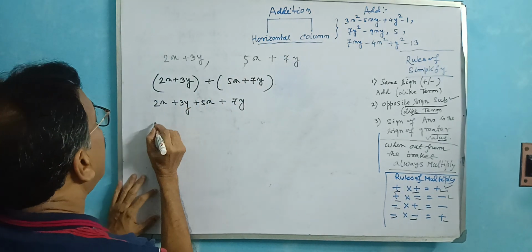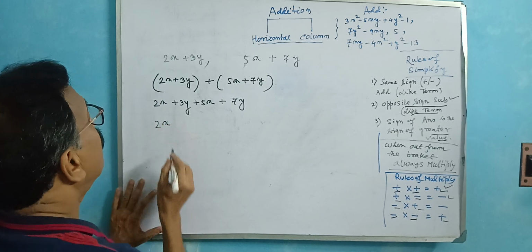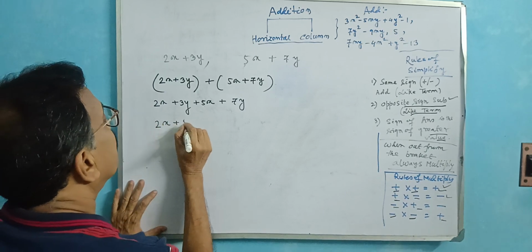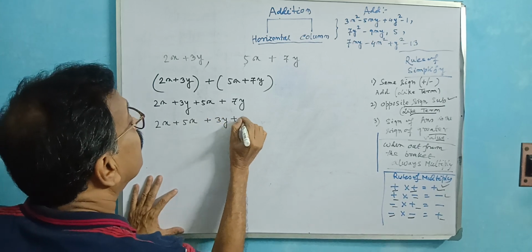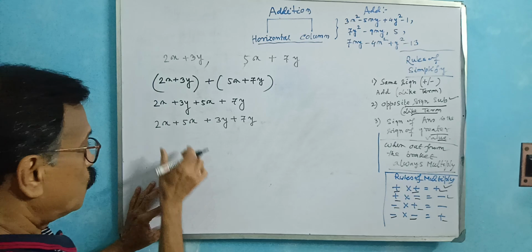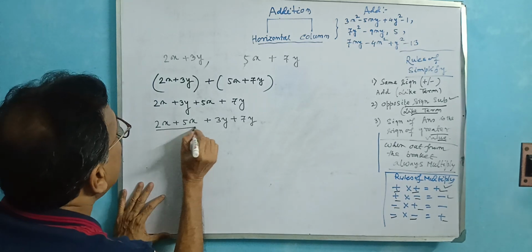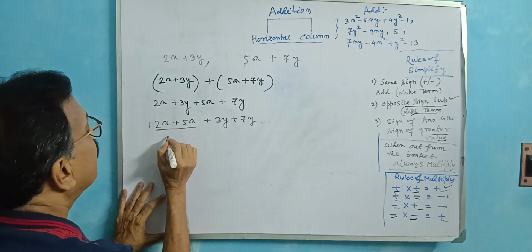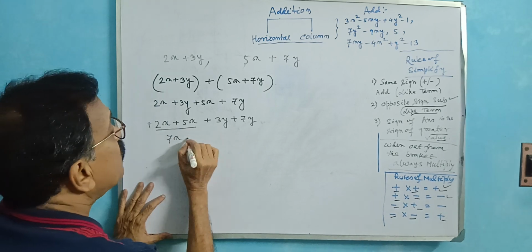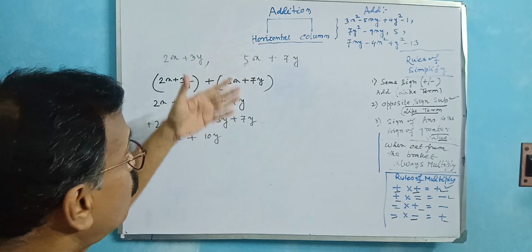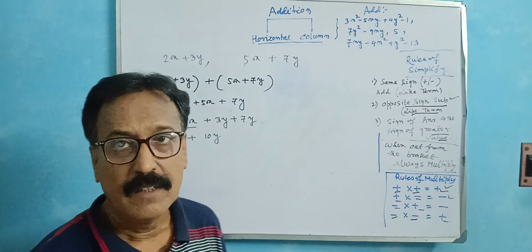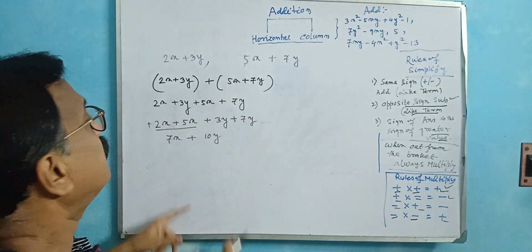Now first you write the same literal part side by side. Now rule of simplify, same sign add: here is the same sign add 7x, same sign add 10y. Okay, this is the form of the horizontal process. This actually is called the horizontal process.